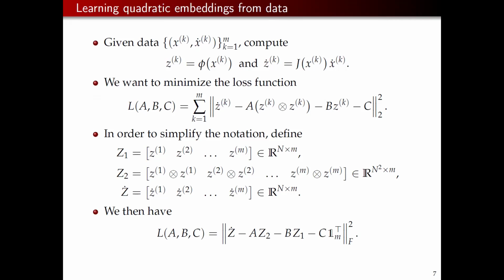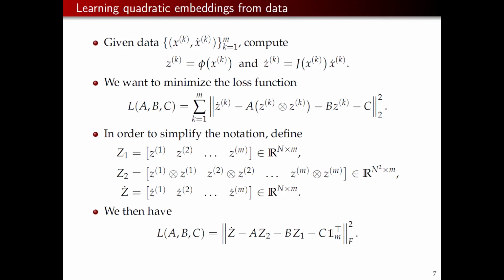And then we define a loss function. So we want to find the best matrices A, B, and C so that the model becomes quadratic. And the loss function is just here the reconstruction error. We want to find the matrices A, B, and the vector C in such a way that this prediction of the derivative is as accurate as possible. So this is just a normal least squares minimization problem.